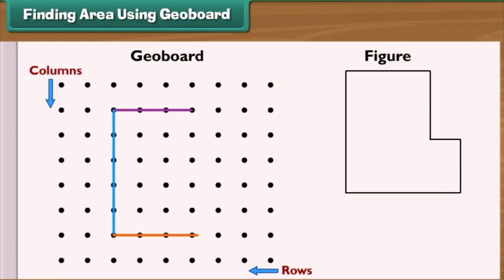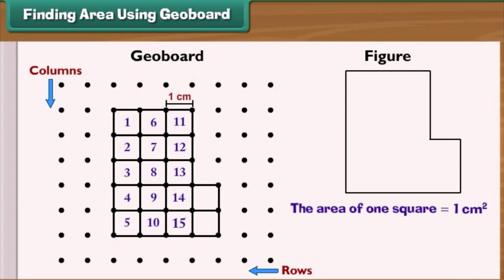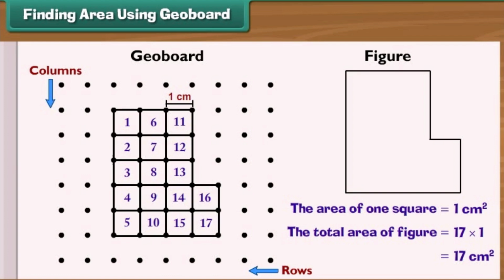First, draw 5 lines of lengths 5 centimeter, 4 centimeter, 2 centimeter, 1 centimeter and 1 centimeter on paper as shown in the figure. The distance between any two adjacent dots in the geoboard is 1 centimeter. Join the dots to create a closed figure. Now join all the dots inside the figure horizontally and vertically to form square blocks as shown in the figure. It is now time to count all the square blocks. The area of each square block is 1 centimeter square. The area of the complete figure is equal to the number of square blocks multiplied by the area of one square block, that is, 17 into 1 is equal to 17 centimeters square.